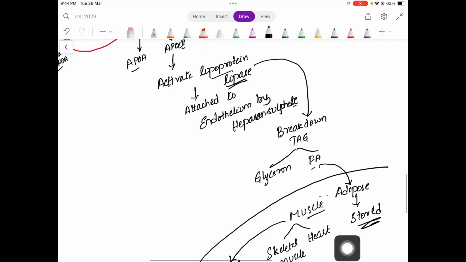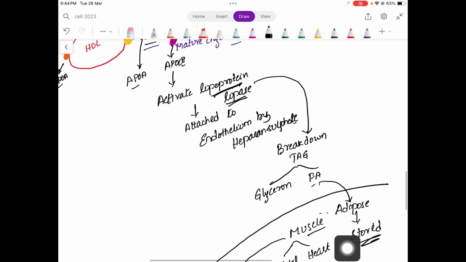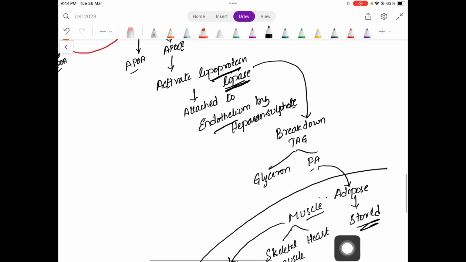So this lipoprotein lipase is present in the vascular endothelium, and whenever the chylomicrons reach the adipose tissue, muscle and the endothelium which is present in the vascular vessels, the chylomicron triacylglycerols are broken down into fatty acids and glycerol.